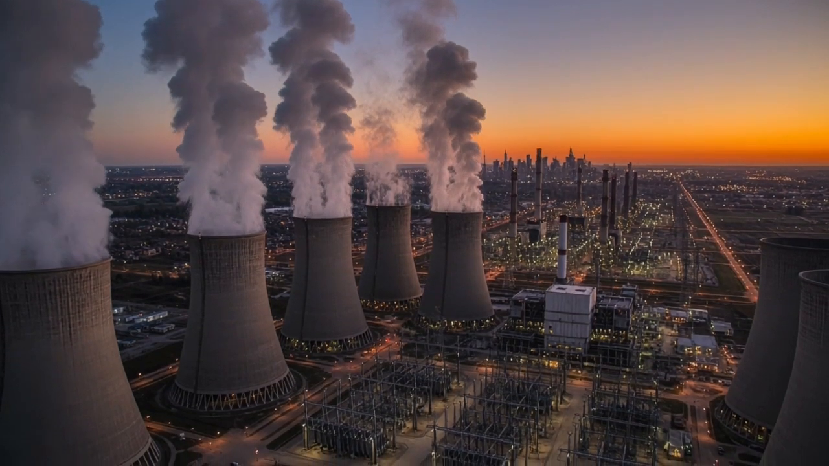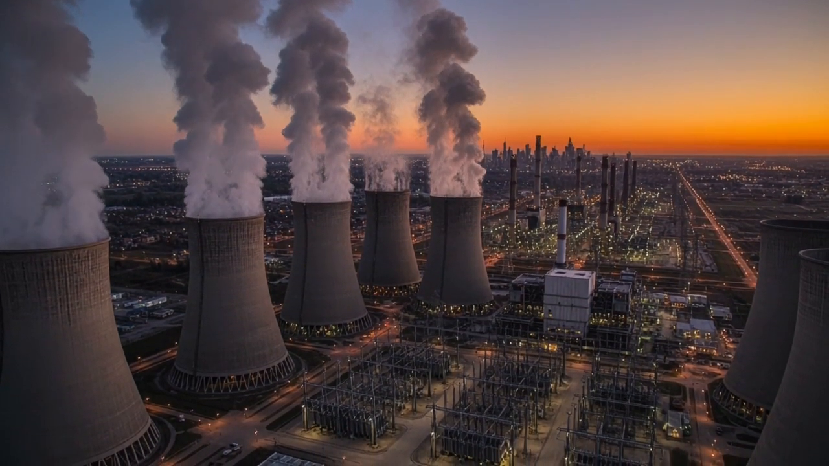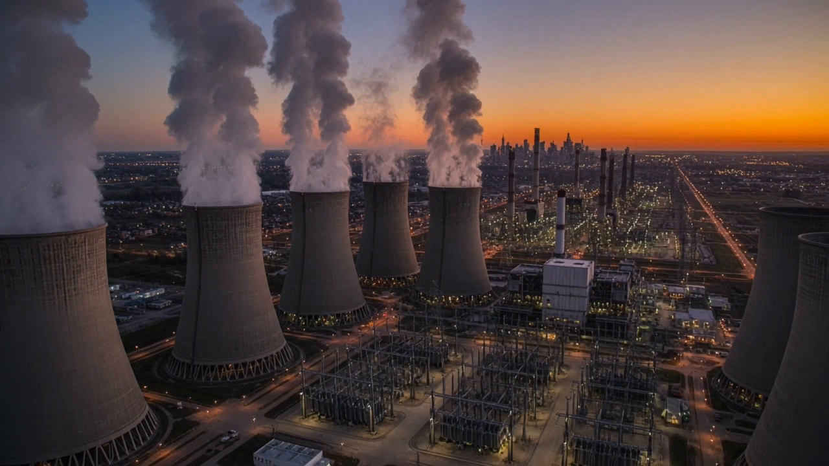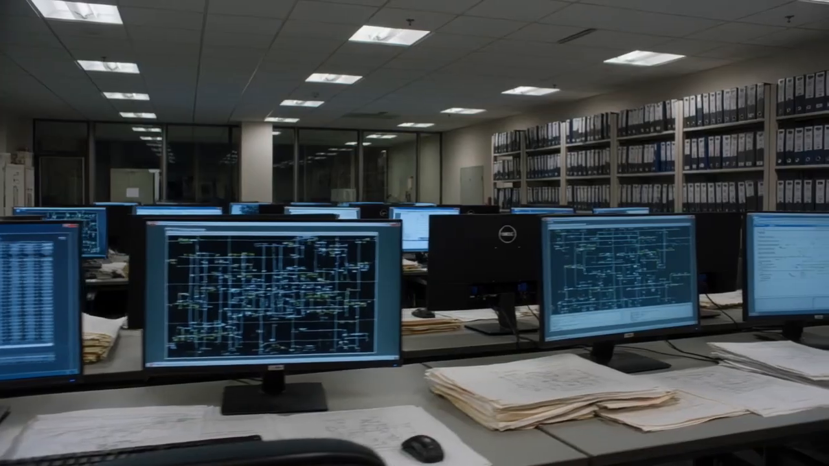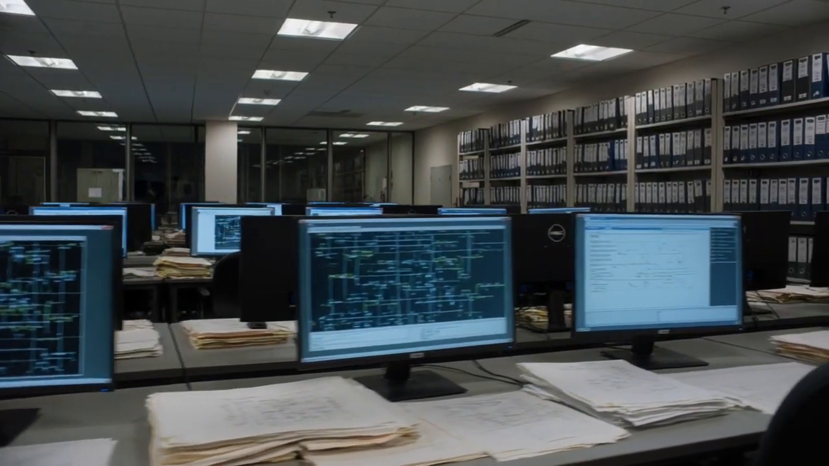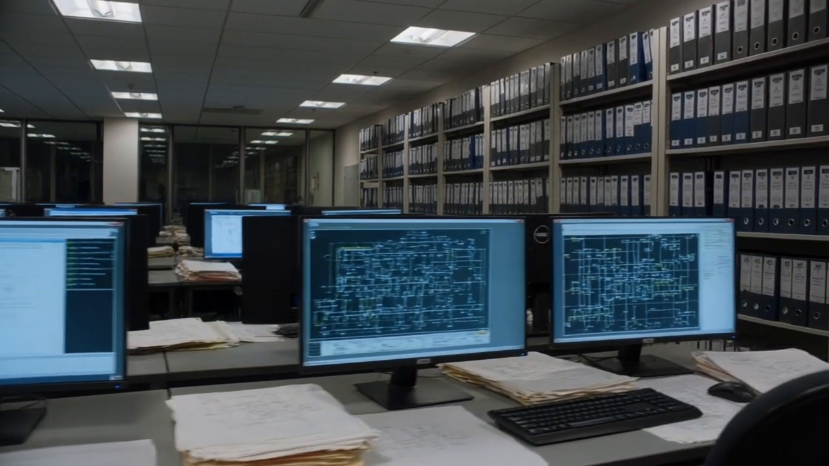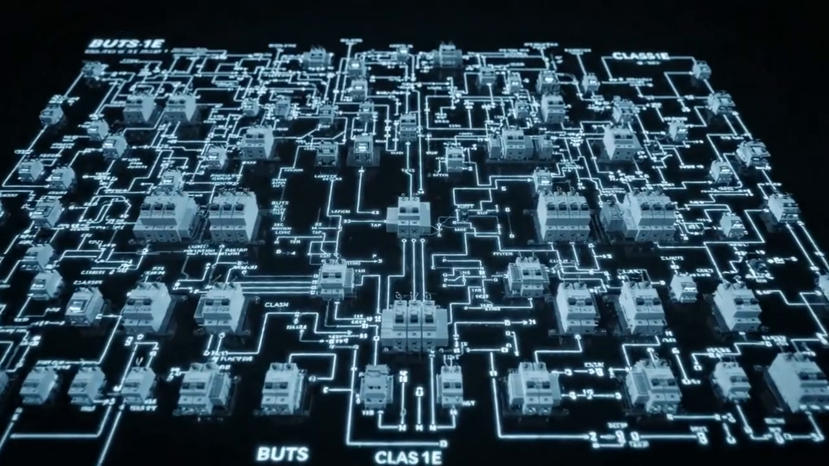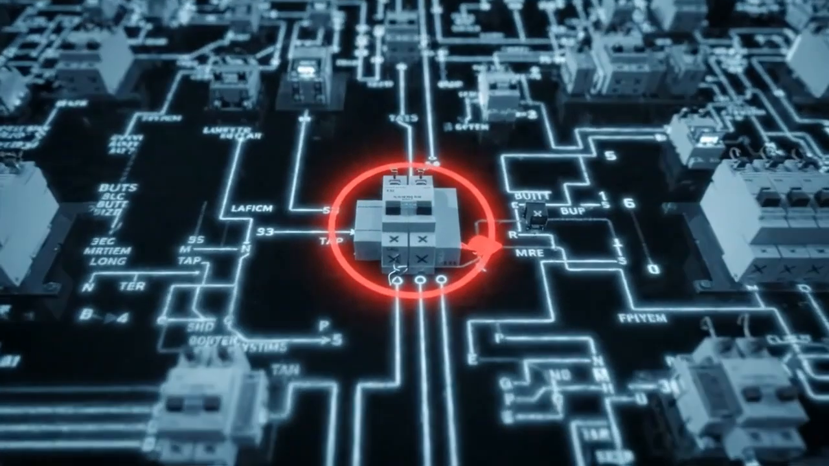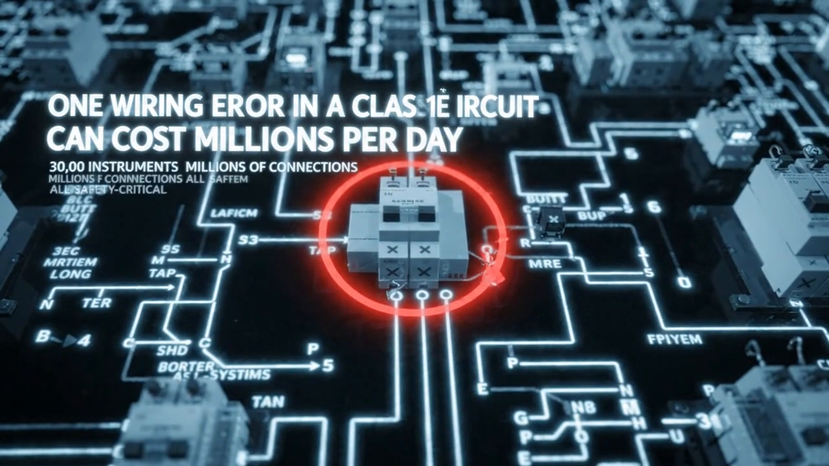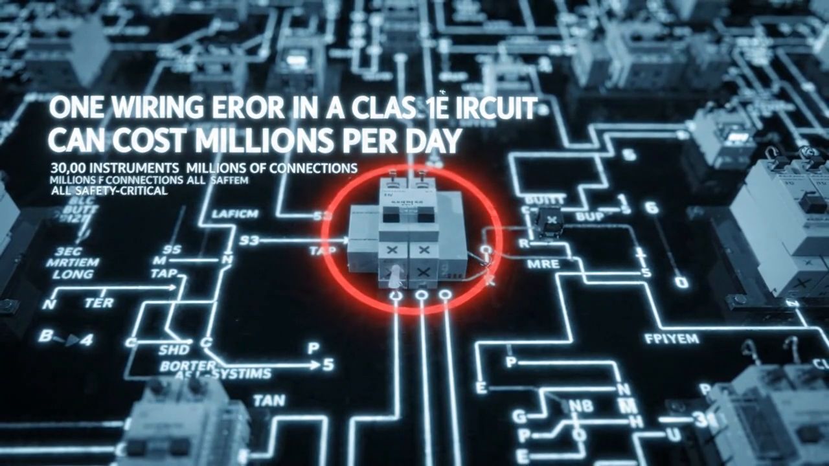A nuclear power plant's electrical system contains thousands of individual safety circuits. Designing one cooling system control circuit traditionally takes a team of engineers several weeks. One wiring error in a Class 1E safety circuit can trigger a regulatory shutdown costing millions per day. The design bottleneck is real.